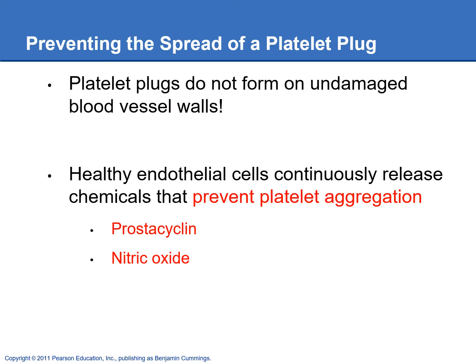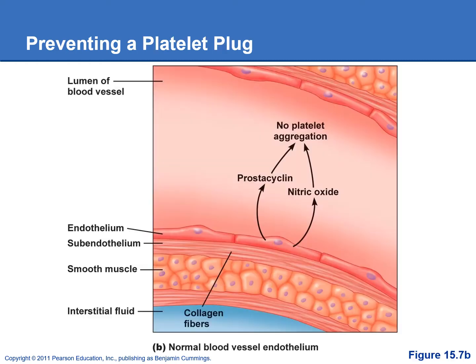So we don't want platelet plugs forming where they're not supposed to be. So where the blood vessels are healthy, the endothelial cells continuously release 2 chemicals, prostacyclin and nitric oxide, which prevent platelet aggregation. So here's just a picture of a healthy blood vessel. The walls are just continually releasing nitric oxide and prostacyclin, which will both inhibit platelet aggregation.